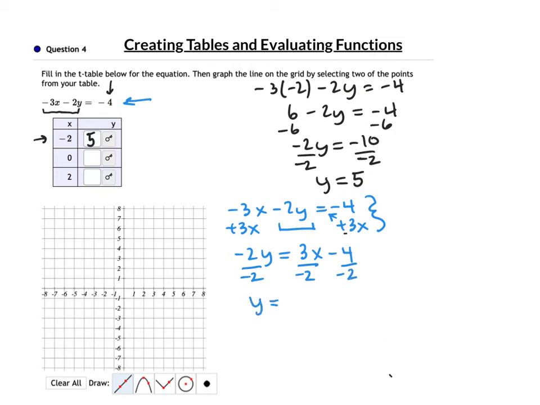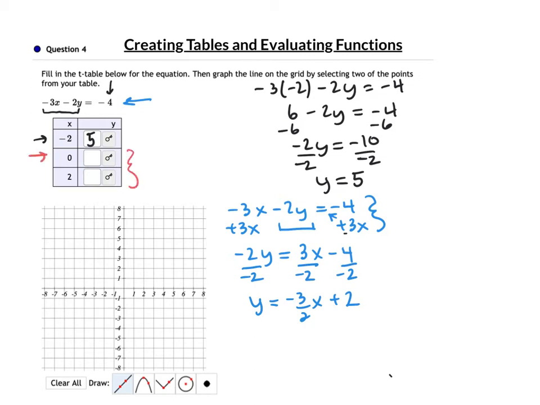And y will equal, I'm going to move the negative up top, negative 3 halves x, and notice it's negative 4 divided by negative 2. That's positive 2. Let's use that equation to finish the table.